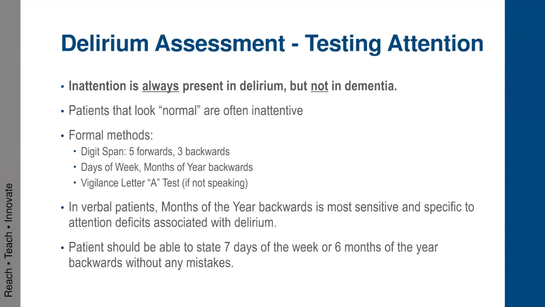Another one is the letter A test, which is used in the intensive care unit. In the intensive care unit, if the patient is not speaking or perhaps they have a new tracheostomy, you might ask the patient to tap or to squeeze your hand only when you state the letter A, and you would give 10 letters and have them squeeze only on the letter A.